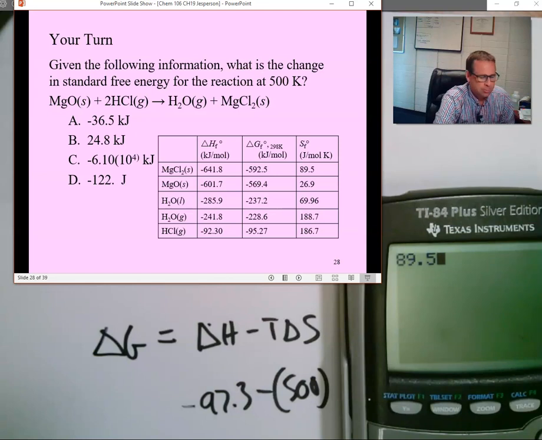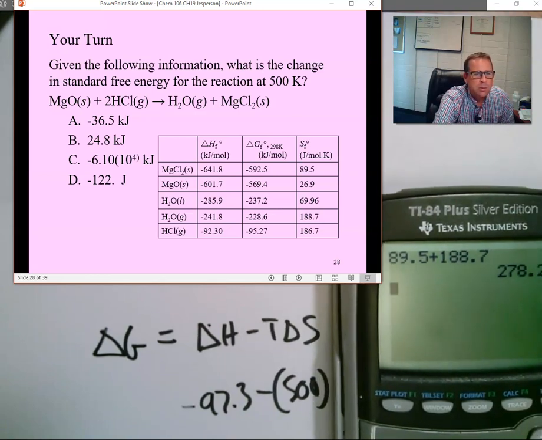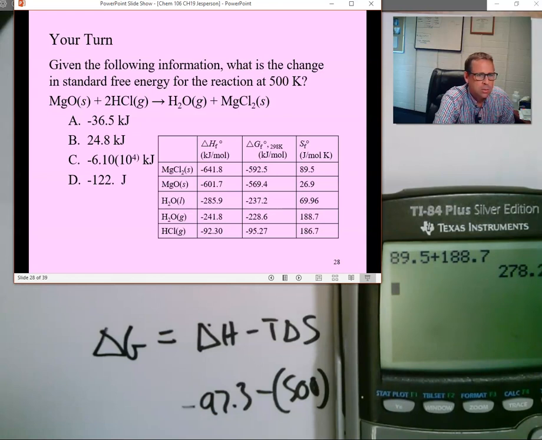69.96. Oh, wait, it's in gas. 188.7. Okay. That's our sum of our products. And then reactants are negative 601.7, and 2Cl, so it's 2 times negative 92.3. Wait a second. Where did we get the 601.7? Oh, that's the delta H. That's the delta H. So we have to make sure where we are on the delta S. Oh, sorry. Or the S, yeah.